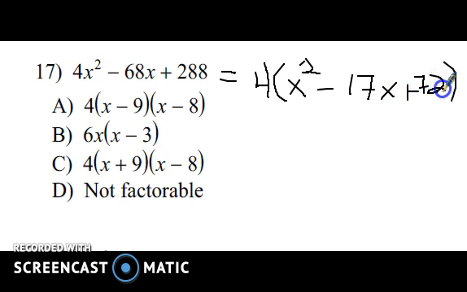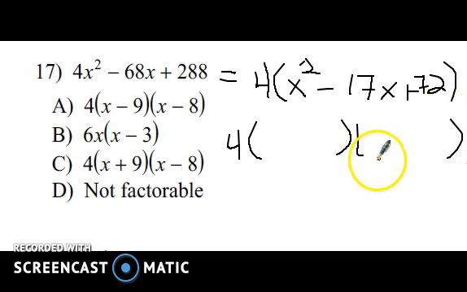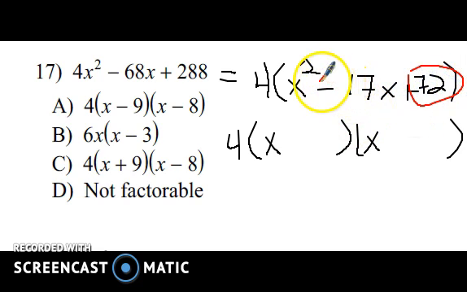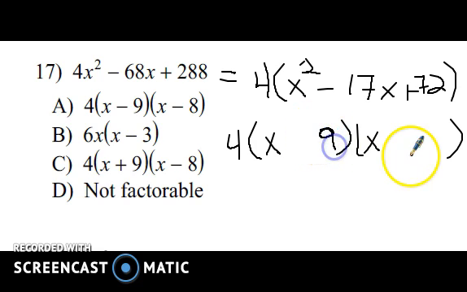So from here, we have to factor again, and I'm looking at the parentheses, and I'm thinking, what two numbers will multiply to give me a 72 and add to give me a negative 17? So what two numbers multiply to make 72 and add to give a negative 17? So 9 times 8 is 72, and minus 9 minus 8 will give me a minus 17. Our answer has to be A on that one. Let's look at the next.